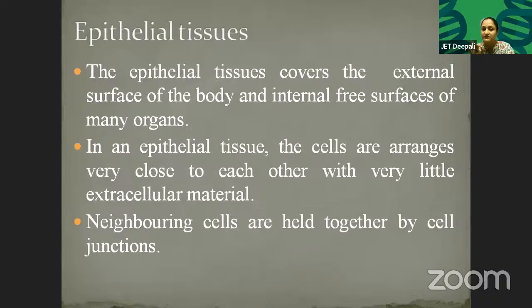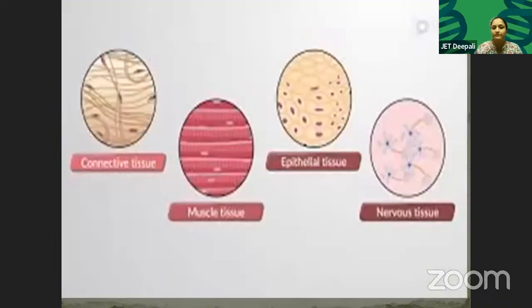In an epithelial tissue, the cells are arranged very close to each other, meaning there is no gap between two cells. They are attached closely with very little extracellular matrix. Neighboring cells are held together by cell junctions. This I will explain in the diagram. Each and every cell is attached closely and tightly. It's a compact structure. See the diagram. This is epithelial tissue. Do you see any space between two cells? There's no cell gap. All cells are tightly arranged.